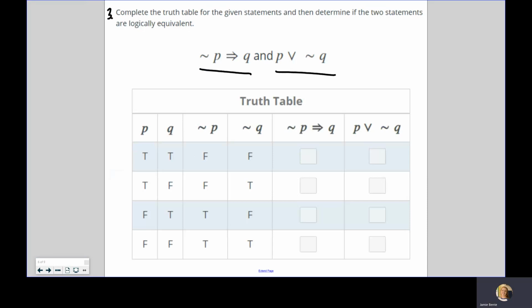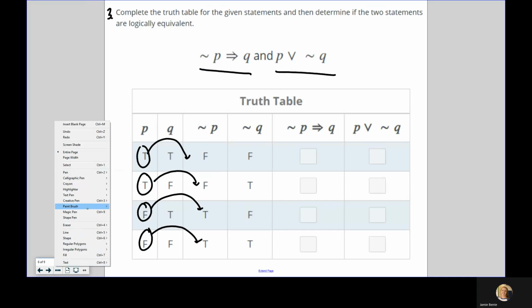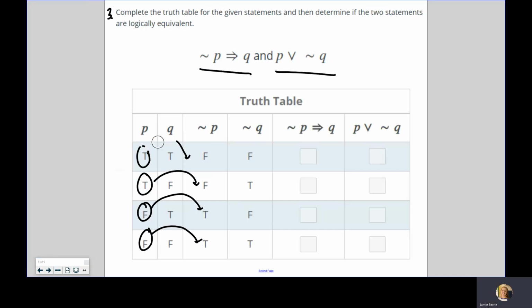Okay, so it's giving you a truth table that's already partially filled in. They've got the column P filled in, they've got the column Q filled in, and then not P, we know that's just the opposite of all these truth values here. So you can see opposite of T is F, opposite of T is F, opposite of F is T, opposite of F is T. So that's where all those truth values come from.